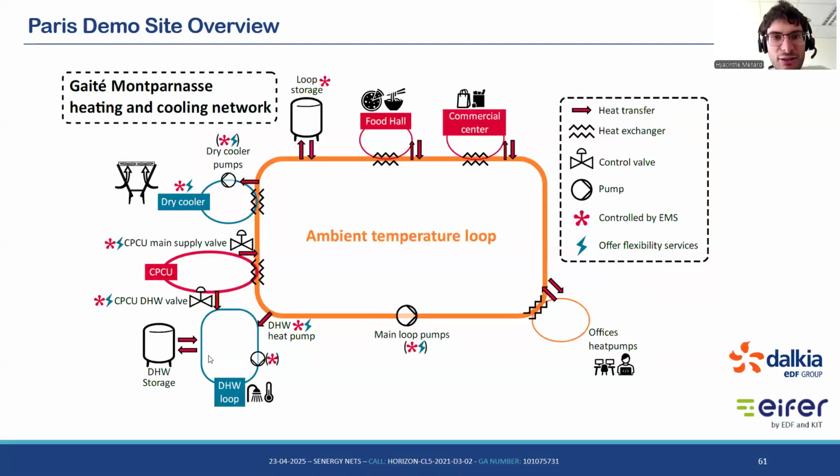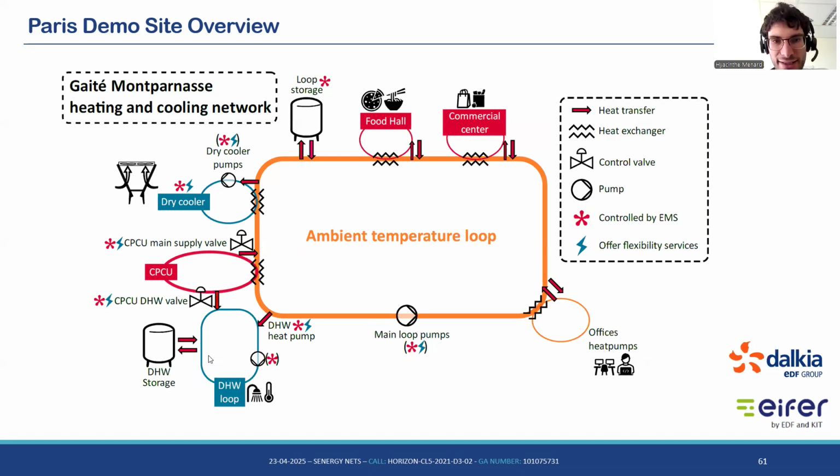So you can see we got on the top some food halls and commercial centers, and on the bottom right some offices. So this system can either produce or consume some heat and can exchange this heat with an ambient temperature loop. This loop is operated by Dalkia, which is part of EDF and one of the partners of SENERGY NETS.